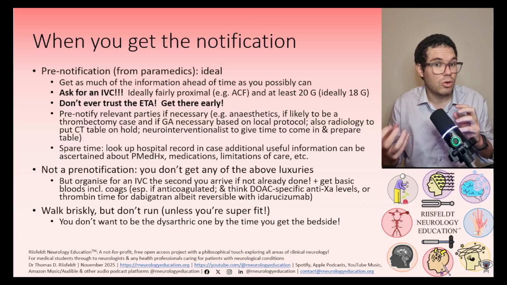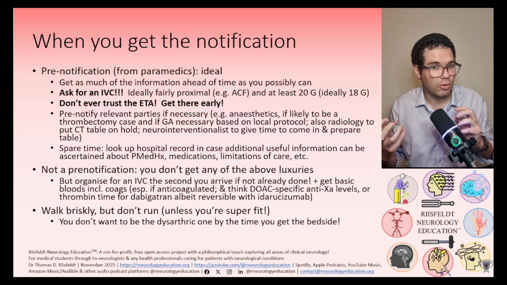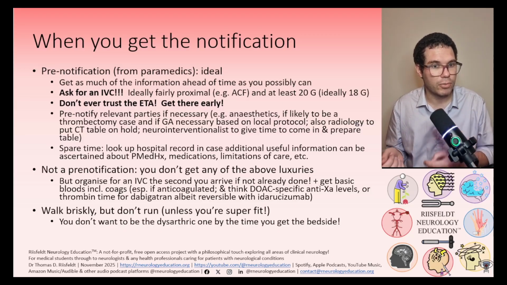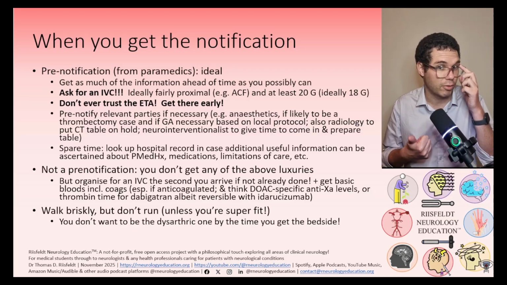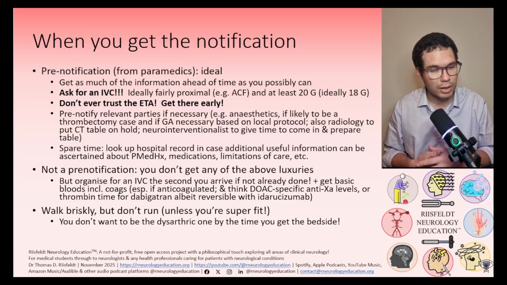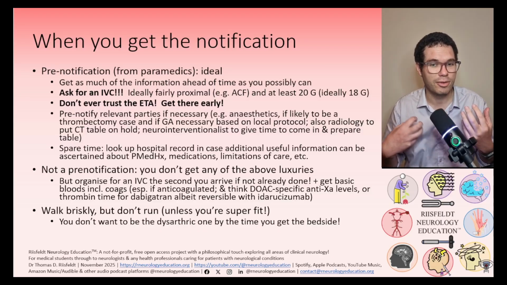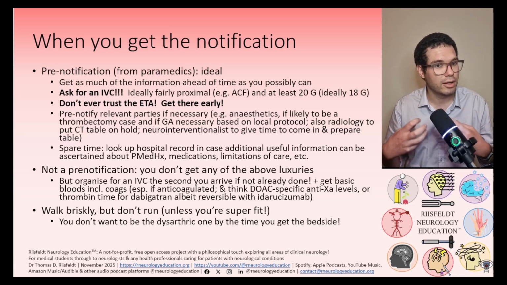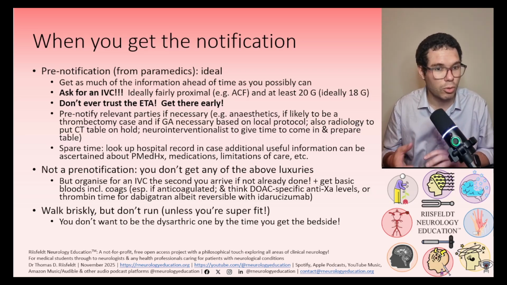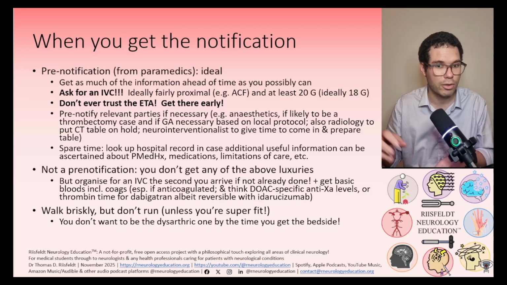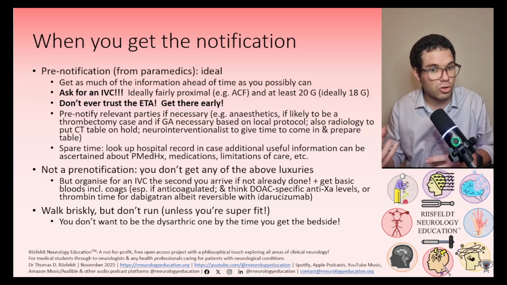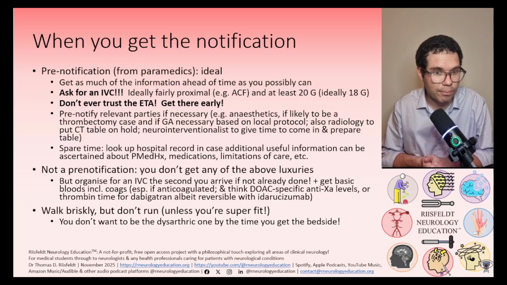So how are you going to use this advantage to get a better door-to-needle time? Well, the first thing is you want to get as much information ahead of time as you possibly can. So get as much information out of the person on the other end of the phone as you can. Sometimes the paramedics may only have limited information. Sometimes they can't even tell you the patient's name, so you can't always find them on the electronic medical record, but sometimes they will be able to tell you that, and then you can go on the medical record and see if there's any additional useful information that can be elicited.